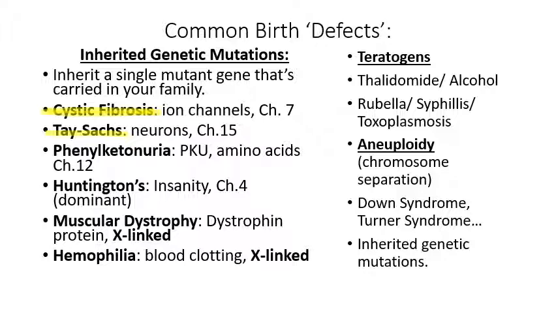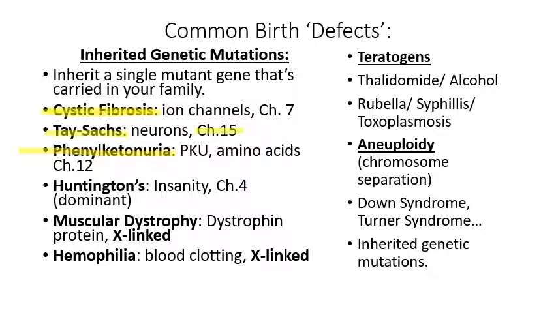It's a brain issue. It's caused by a mutation in one gene on chromosome 15. Phenylketonuria is a disease that prevents you from eating certain types of amino acids. You can deal with that by altering your diet.